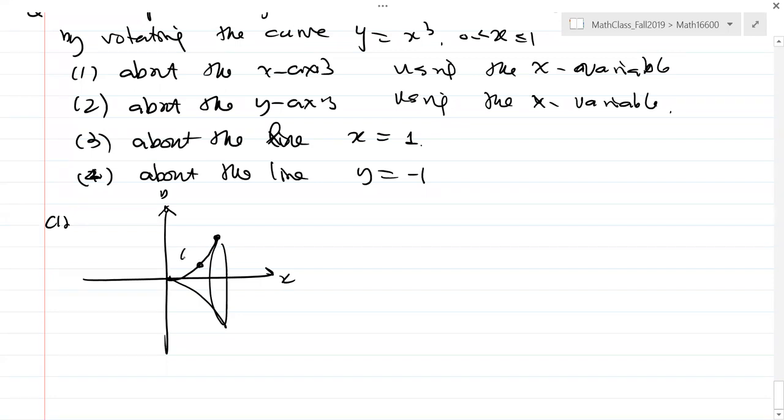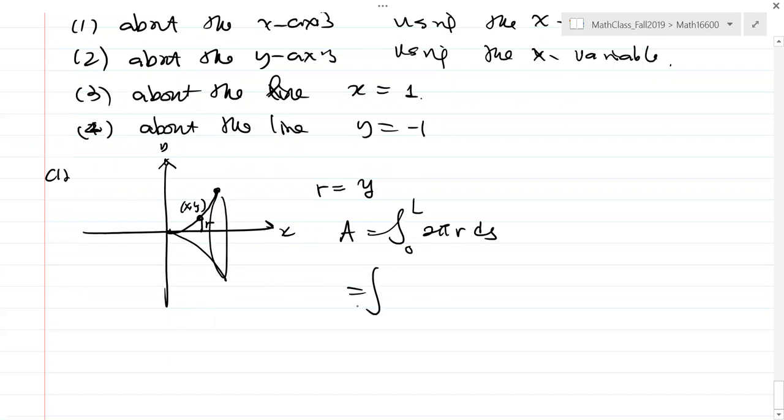So this is a point. You have to draw the picture and make sure of the radius R. So you put R where it's going to be y. The universal formula is that the area is going to be the integral of 2 pi R ds. The ds is always going to be the square root of dx squared plus dy squared. Then it depends on what variable we're going to use. Use the x variable, take dx out.